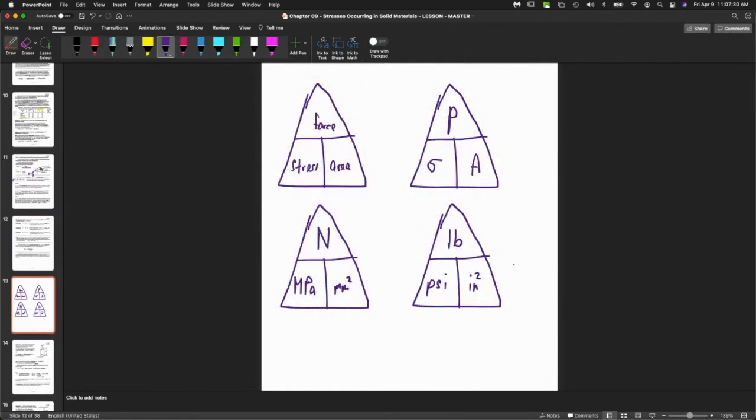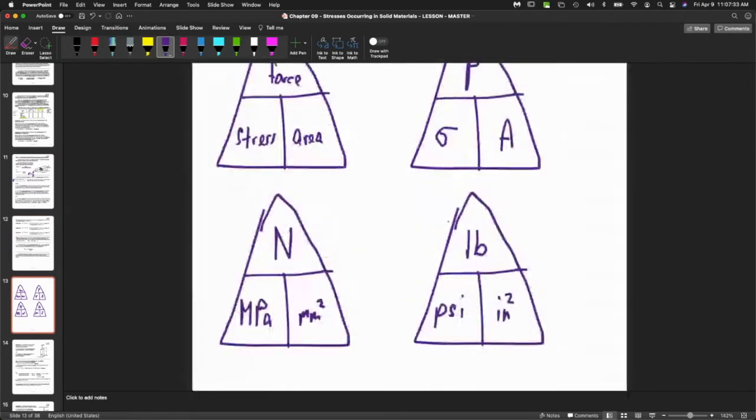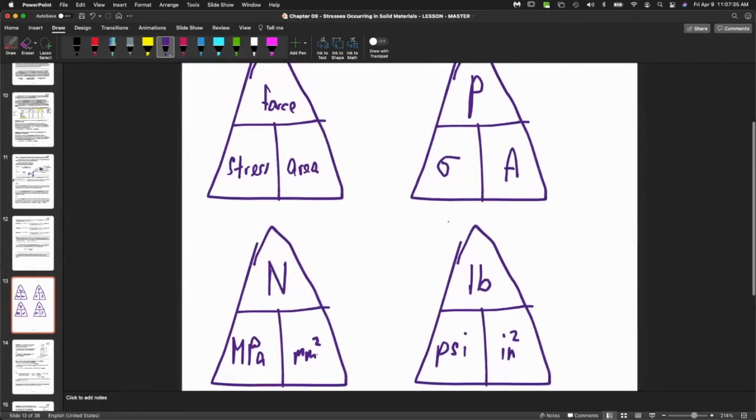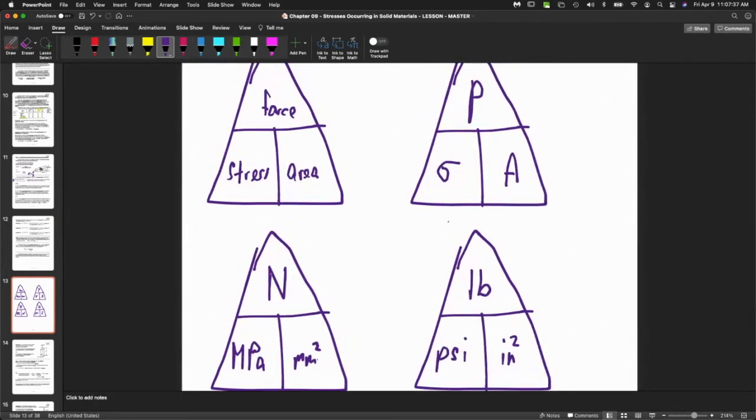So here are some triangles that will help you remember how to write down and use the formula. I've written it 4 ways. The first way is just with words. The second way is with the symbols. And then most importantly, it's these guys down here. Here I've written the formula in terms of the metric and the imperial system.